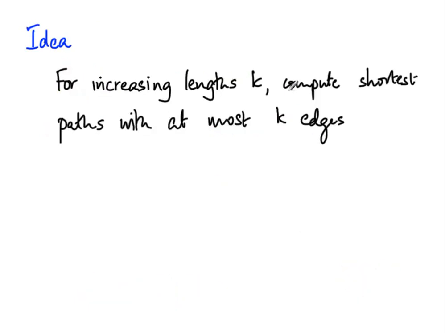So this idea of recomputation can be done systematically as follows. What we do is, for increasing lengths k, we compute the shortest paths with at most k edges. So we first compute the shortest paths to every vertex with at most one edge on the path, then with at most two edges, then with at most three edges, and so on.